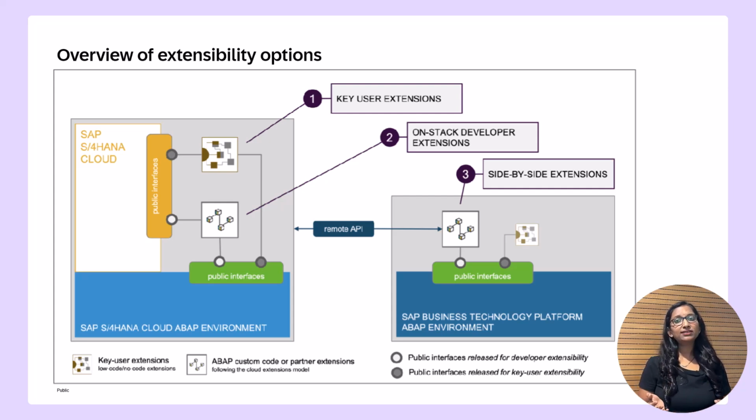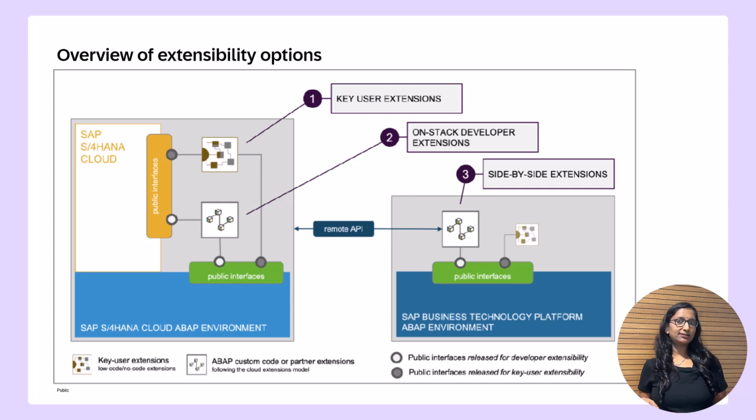The third type of extension runs side by side to the core on SAP BTP. Side-by-side extensibility is for developer extensions using the development and runtime environment offered by SAP BTP. For ABAP, this is the SAP BTP ABAP environment.